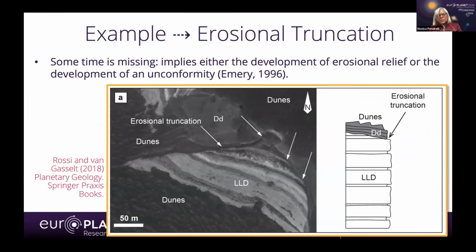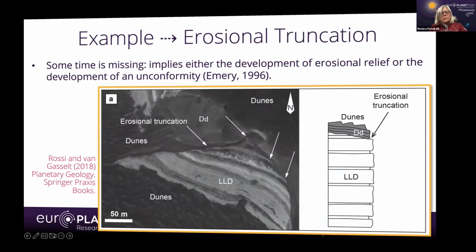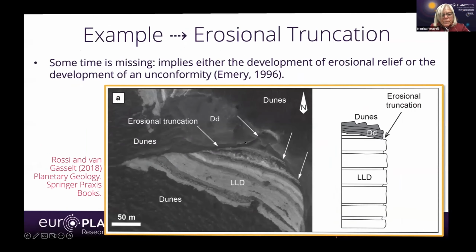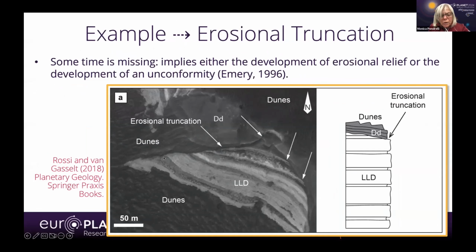Let's have a look at these geometries on Mars. This is an example of truncation. We have these nice light tone beds which are cut here, and a new unit, these dark tone deposits, is deposited on top. This is an erosional truncation. It means that the sediments were deposited, then eroded, then the deposition stopped, then there was erosion, and then a new unit occurred. So some time is missing here.